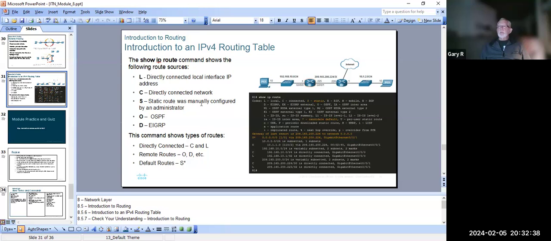Static route that you manually configured, and then if it's dynamically learned through routing protocol, and two that we cover in this class are OSPF and EIGRP. So we'll eventually learn about those routing protocols. There are other protocols that could be running out there that would be used to pass information about networks, but these would be the primary ones used in this class.